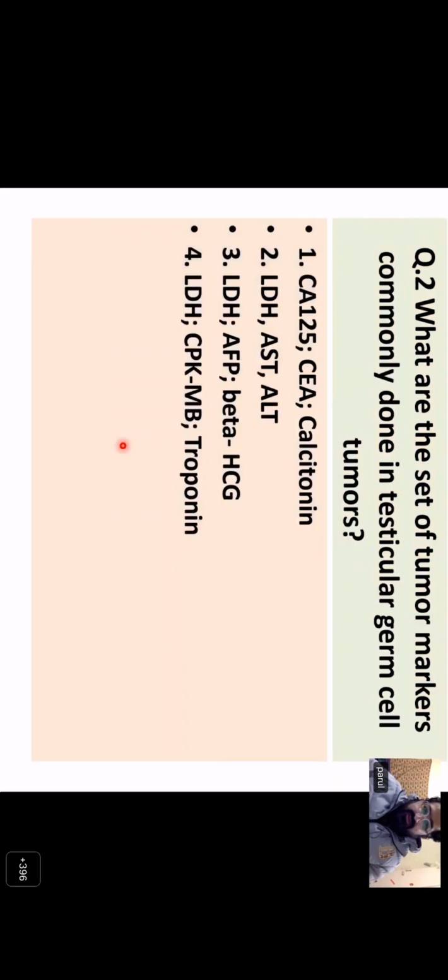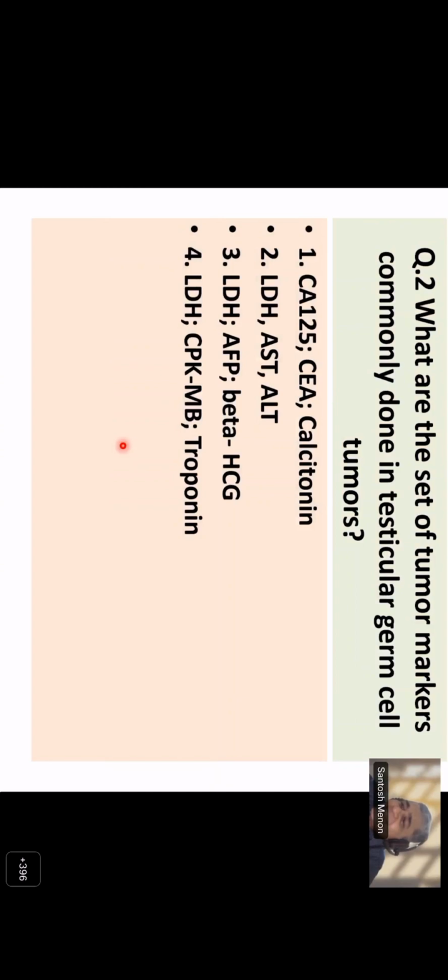We will go for alpha fetoprotein, beta HCG levels. You tell me out of this, what is your choice? What is the multiple choice? Go for the third option. Everybody agrees? Yes, sir. Okay, so calcitonin definitely not. AST, ALT not. So LDH, AFP, and beta HCG.